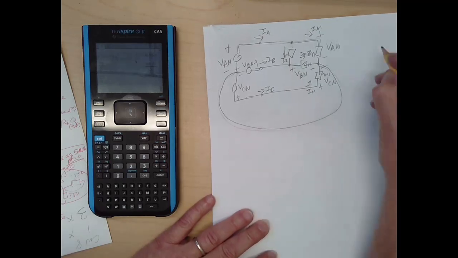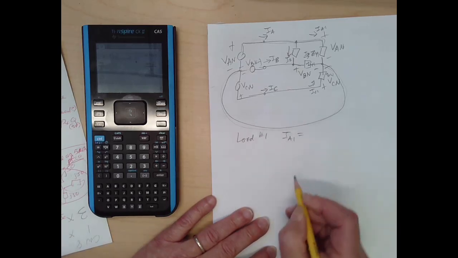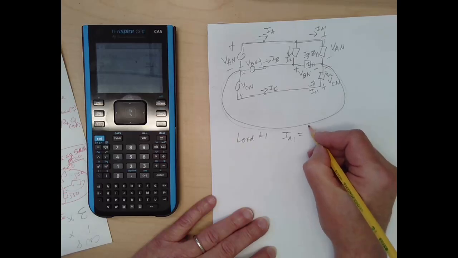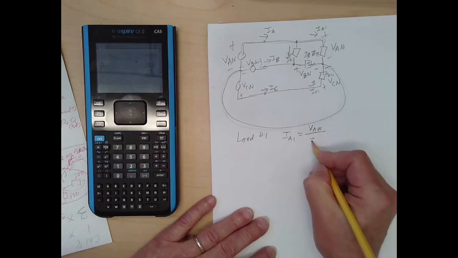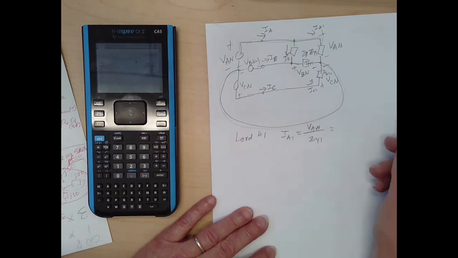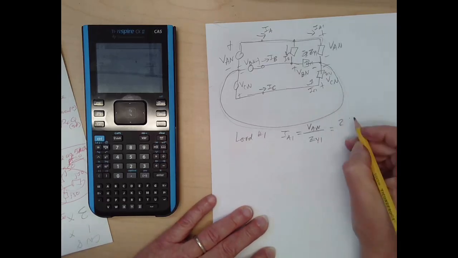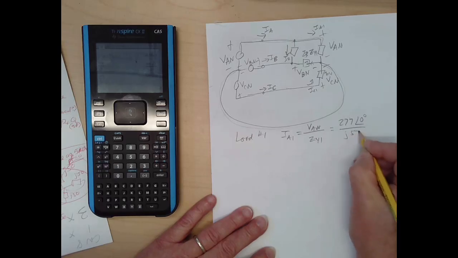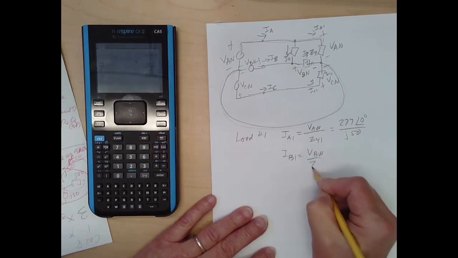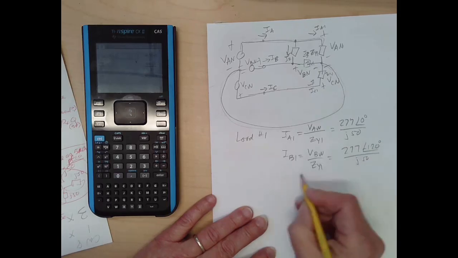So for load 1, for example, IA1 is what? Well, it's the current in A phase, the voltage of A phase is VAN, and the impedance is ZY1. We've got the voltage across it and the impedance of it, so we can calculate the current directly. So it was 277 angle 0 degrees divided by j50, right? And so IB1 is VBN over ZY1, 277 angle negative 120 divided by j50, similarly IC1.